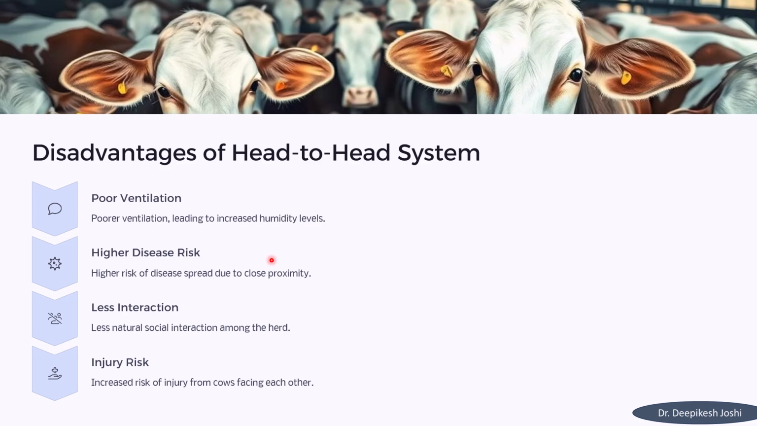So mouths and heads are very close to each other in the head to head system. Communicable disease can spread and there is higher disease risk. Less interaction among the herd is another important disadvantage of the head to head system. Injury risk is also there because they are facing each other, so they can try to use force on each other and use their horns to injure each other for food. So this can also happen.